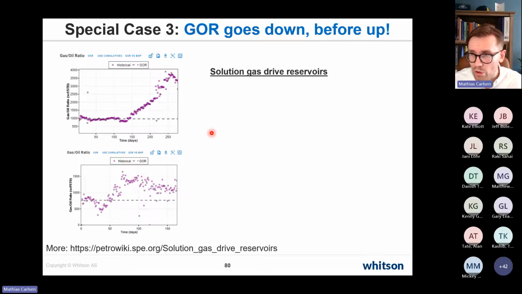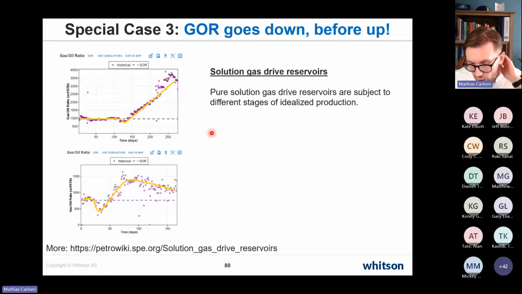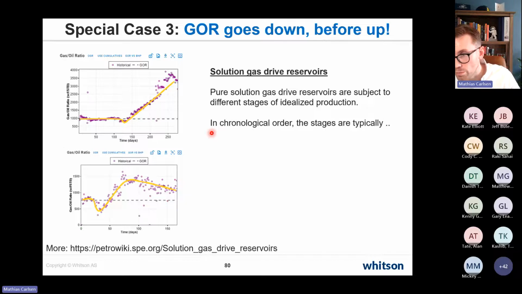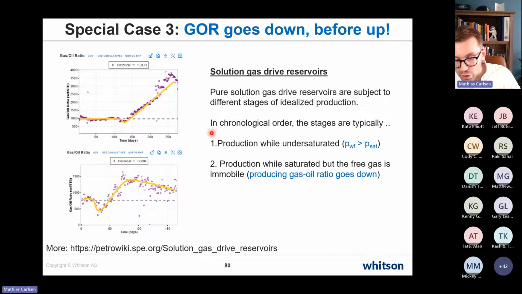If we're dealing with GORs that go down before they go up, that we see all the time. This is an example of that, where we're basically dealing with what you learn about in school, which is what we call solution gas drive. Pure solution gas drive reservoirs are subject to 3 different stages of idealized production. In chronological order: first, you're producing while the well is undersaturated, so your bottomhole pressure is above the saturation pressure. Second, production while saturated, but the free gas is immobile.